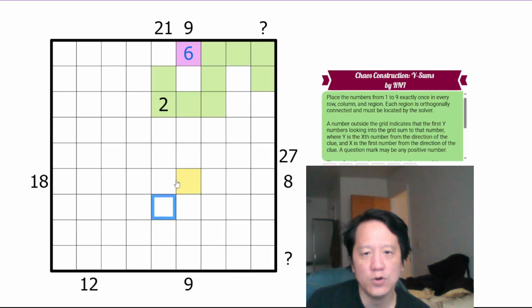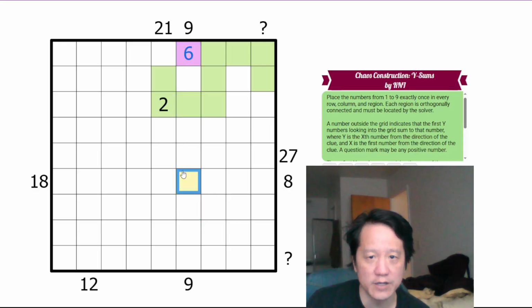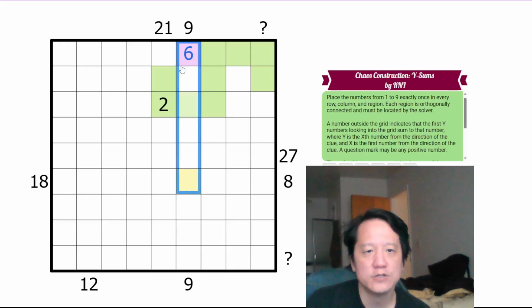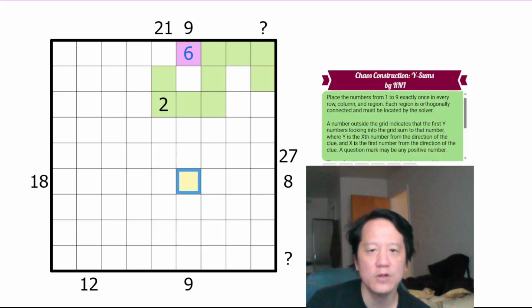And so y is the xth number in the direction of the clue, and x is the first number, right? So x is the first number. That tells us where the y number is, and that's the xth number in this direction. So again, if this were 6, then this would have to be y. So then you could have y be 2 here.